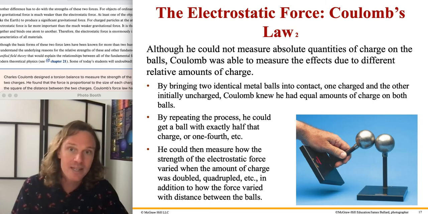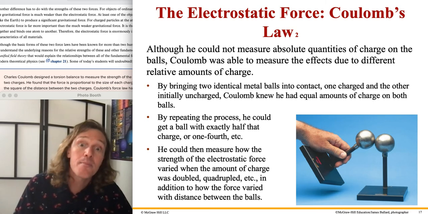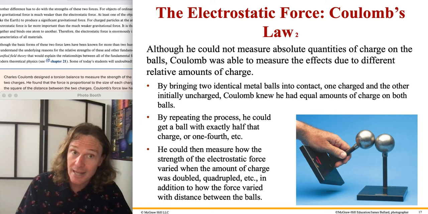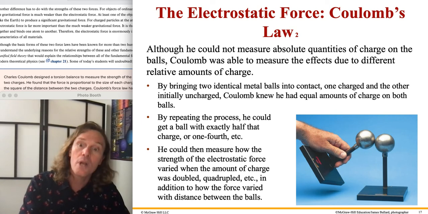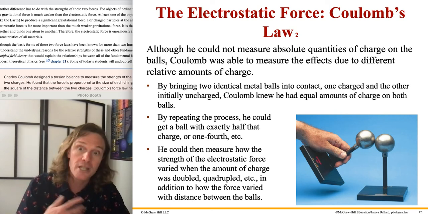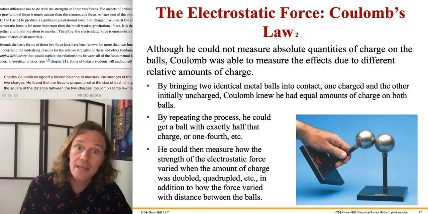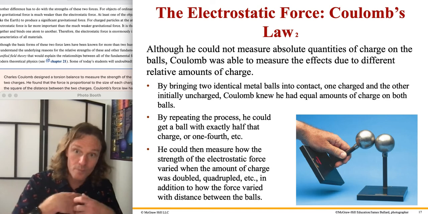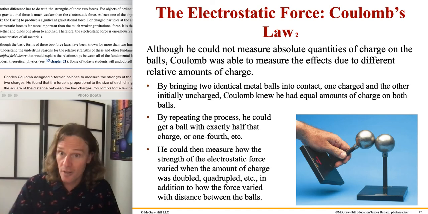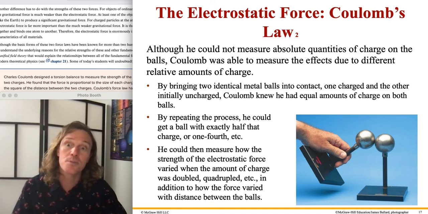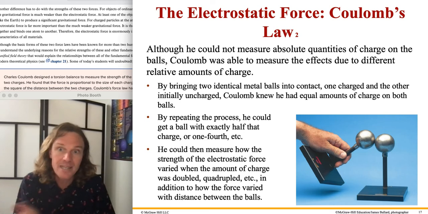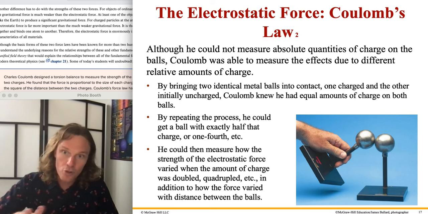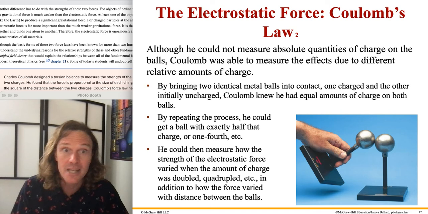So let's read these next few bullet points. By bringing two identical metal balls into contact, one charged and the other initially uncharged, right? So this is that neutral metal ball. This is conduction, right? So flowing. When they come into contact, they're going to equally spread the charge apart because all the electrons will reach a state where they're as spread apart as possible, which means if you leave them in contact for just a second or so, the electrons will be totally evenly distributed. It actually takes a fraction of a second.